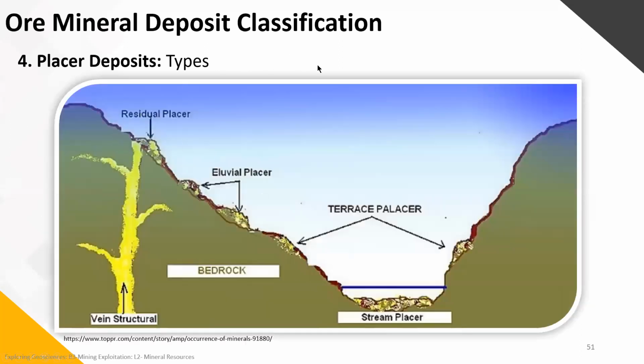So this is the picture that would resume the placer deposits type. We have our residual placer. Using the gravity, some of these material will fall here. We have forming the alluvial placer, and then following some of the gravity again, we have terrace placer, and down within the stream, we have our stream placer.